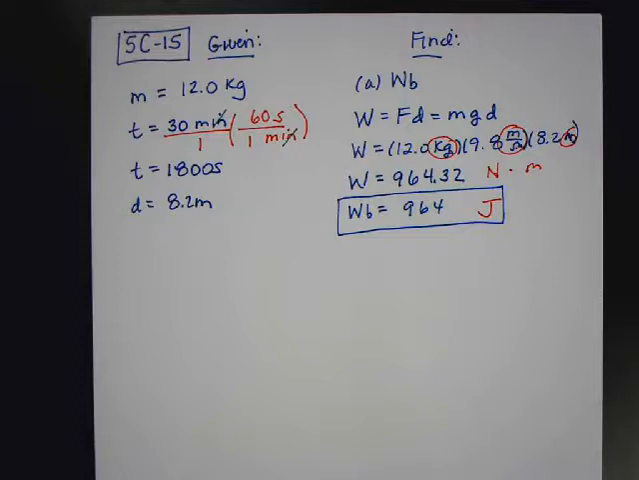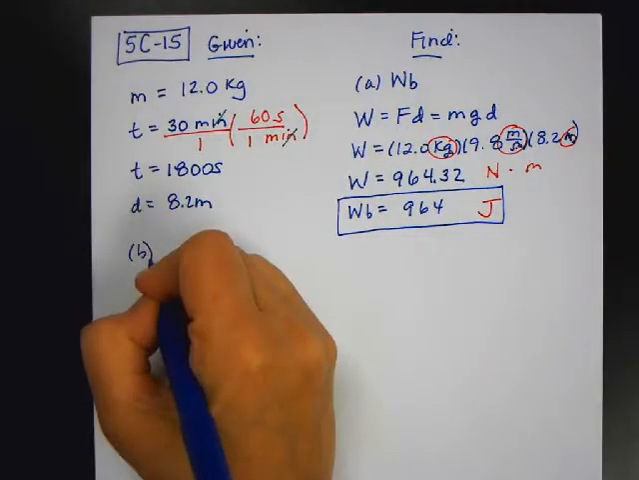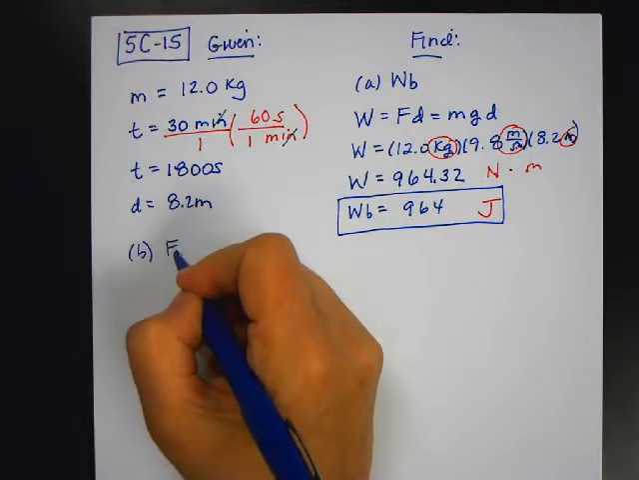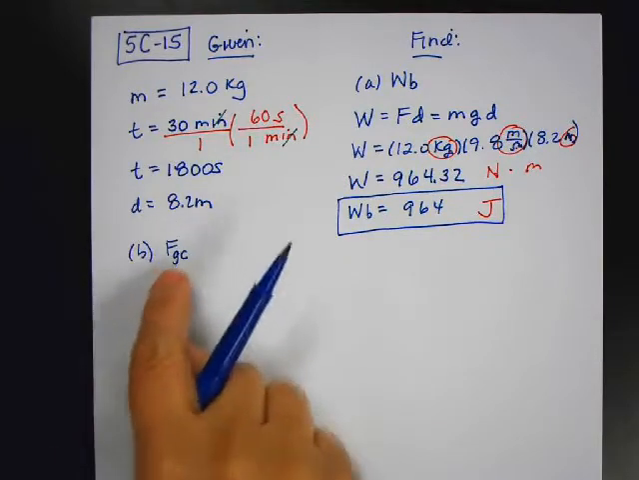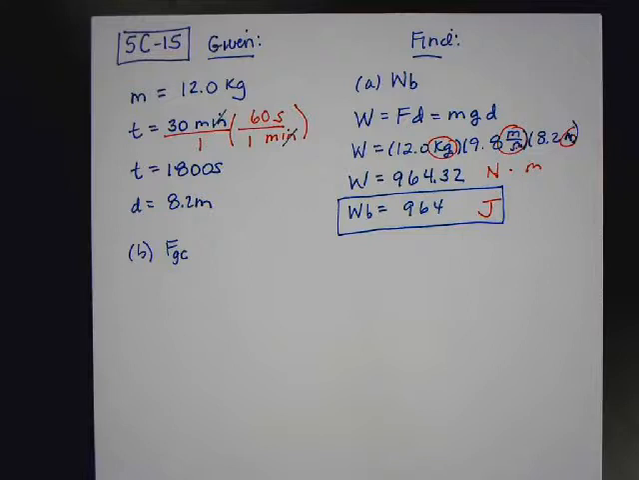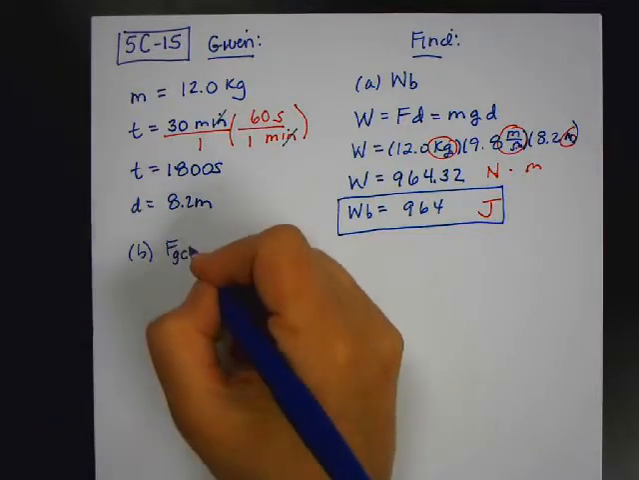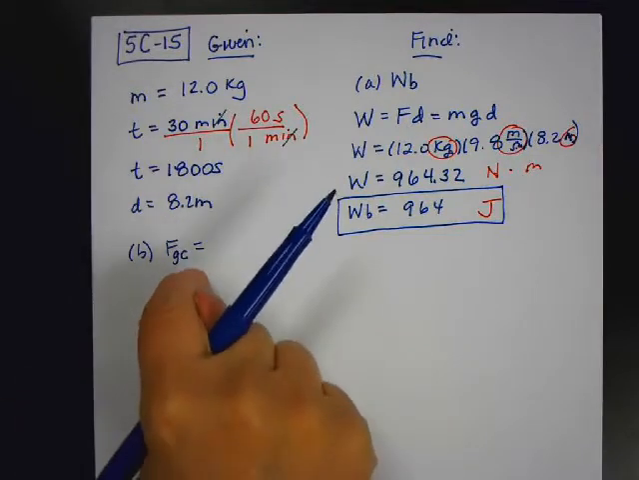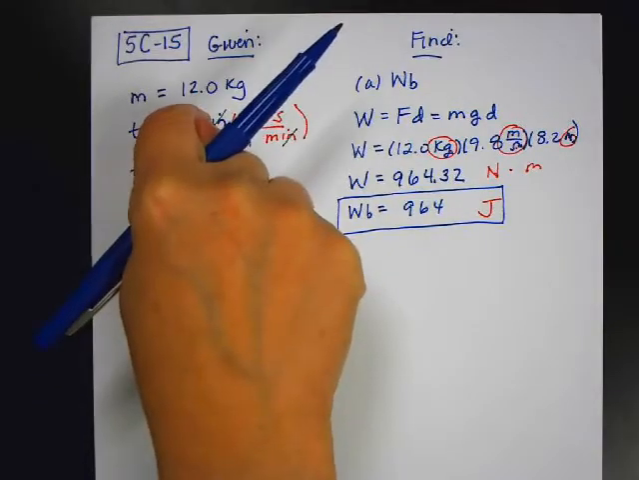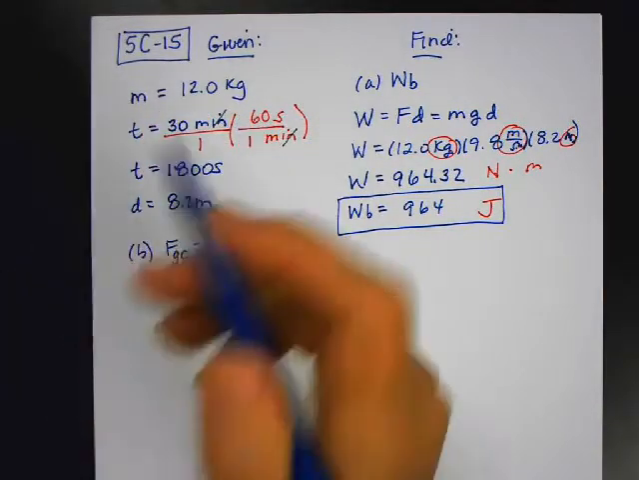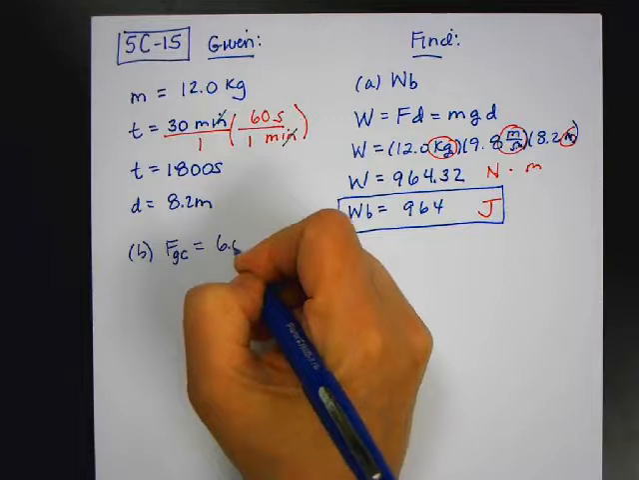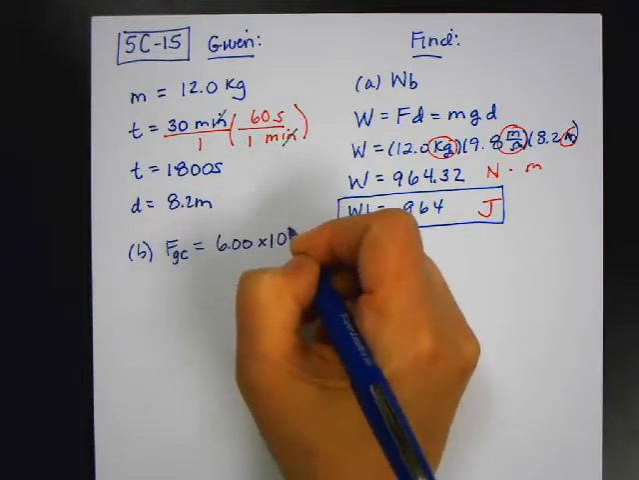Part B says if the climber weighs... So now they're telling me the weight of the climber. I can call that FGC if I want. F of G is the weight, and then I put a double subscript just so I know that's the weight of the climber. You notice here they gave me the weight and here they gave me the mass, and that's why I look at the unit. So the climber weighs 6.00 times 10 to the 2 newtons.